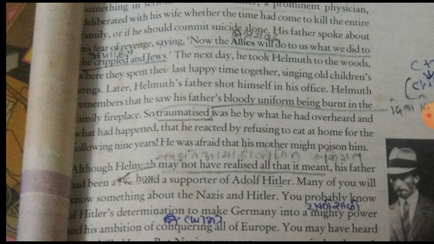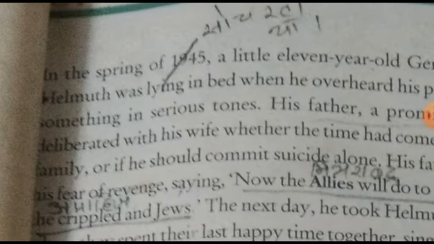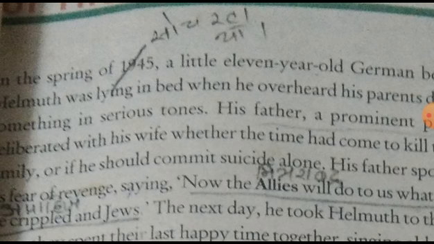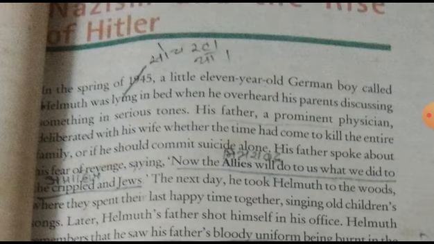So the actual lesson starts from the birth of the Weimar Republic. But before that, a story is given on the starting page, so we'll go through this. In the spring of 1945, the period of the Second World War, a little 11-year-old German boy whose name was Helmut was lying in bed.